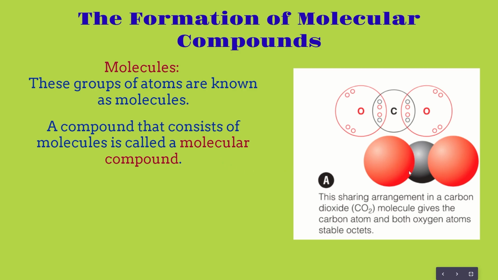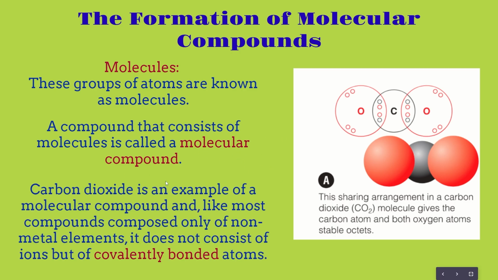So if there's a compound that consists of molecules, then it's called a molecular compound. Carbon dioxide is an example of a molecular compound, and most molecular compounds are composed of nonmetal elements, and they do not consist of ions but of covalently bonded atoms.